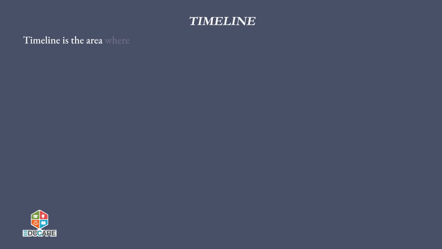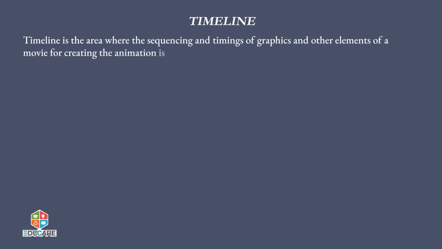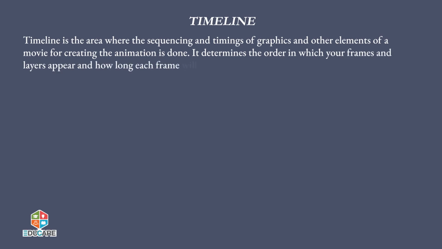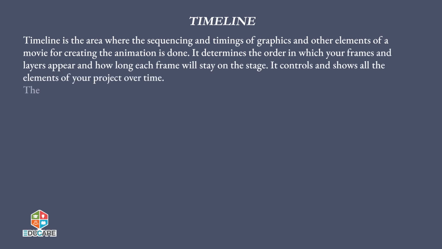Timeline. Timeline is the area where the sequencing and timings of graphics and other elements of a movie for creating the animation is done. It determines the order in which your frames and layers appear and how long each frame will stay on the stage. It controls and shows all the elements of your project over time.